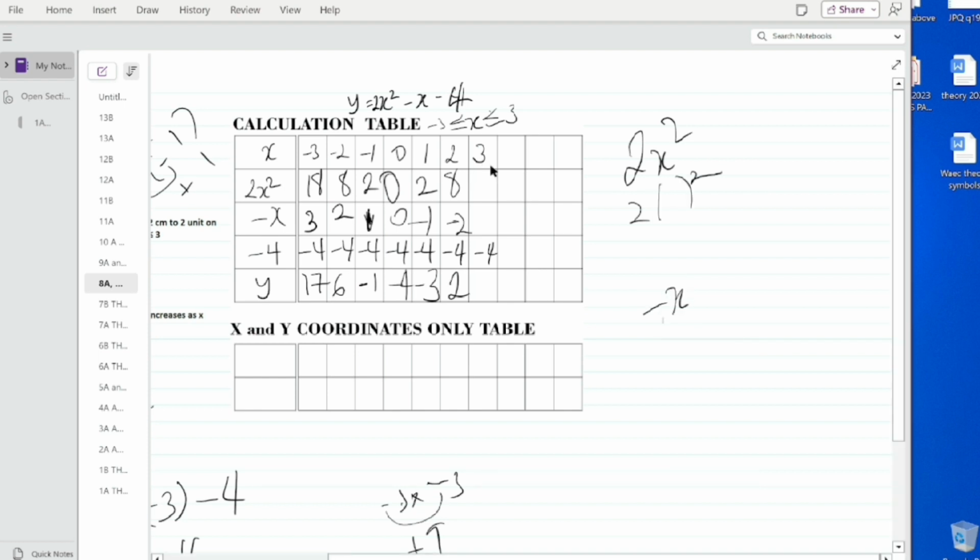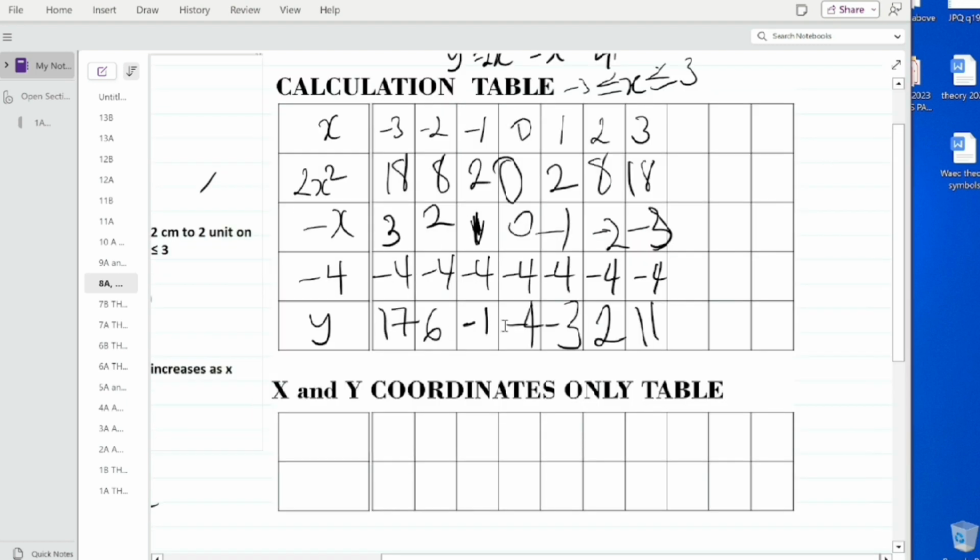Last value when x is 3. For the value of when x is 3, we insert 3 here. And we say 3 squared, that's 3 times 3, that's 9. 9 times 2 will give you 18. Then for x is 3, using minus x, you just change the x to 3. That still gives us minus 3. For our y, we have 18 minus 3. That gives you plus 15. Plus 15 minus 4 gives you plus 11. So the value of this is 11. And this ends our table.